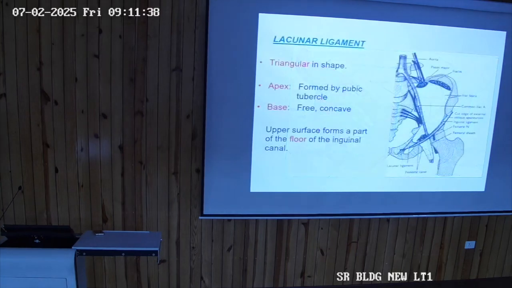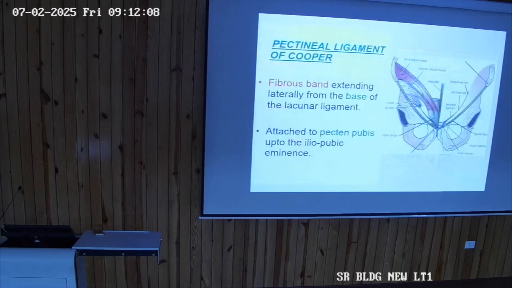So what is the lacunar ligament? It is triangular in shape. Here you can see this is the lacunar ligament, this is the inguinal ligament. Its apex is formed by the pubic tubercle and its base is free and concave. So this is the base, this is the apex, and the upper surface will form a part of the floor of the inguinal canal. So a triangular shaped structure is formed whose apex is at the pubic tubercle and some of the fibers are going upwards and medially.